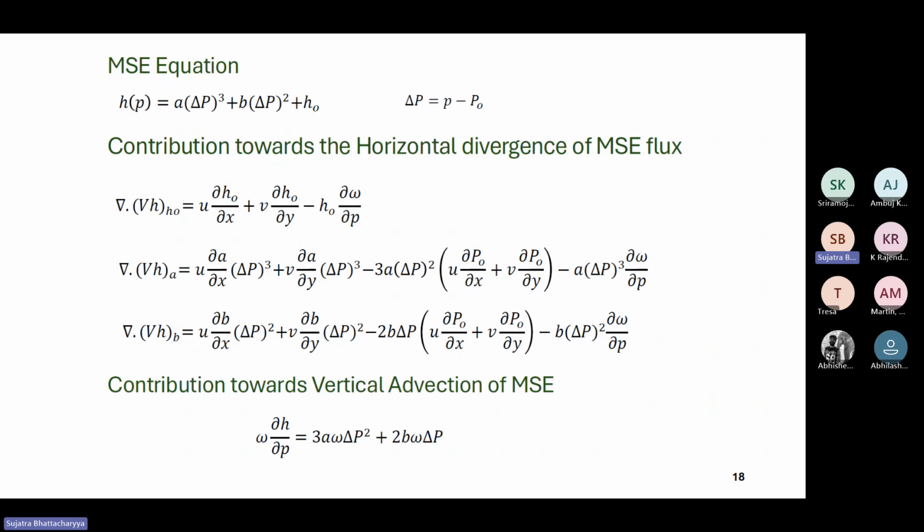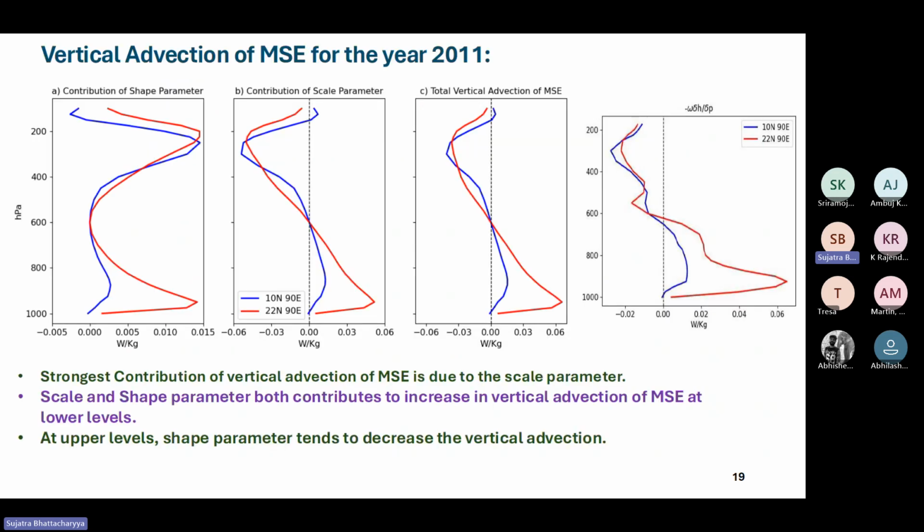So I just wanted to show, this is the last slide. This is the actual minus omega delta H by delta P. I have made a negative sign here. So the profile entirely changes in this way, at 10 north and 20 north, based on the actual reanalysis data. This is the observation, and this is what you get from the vertical advection using this mathematical model.